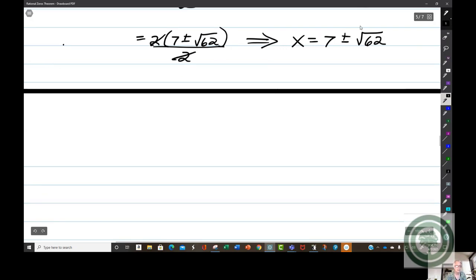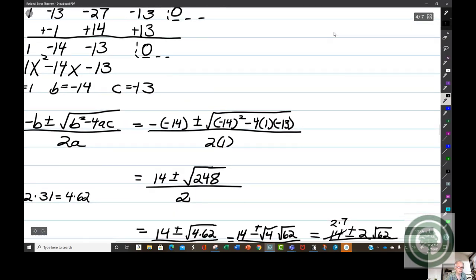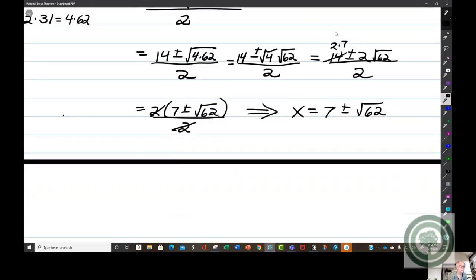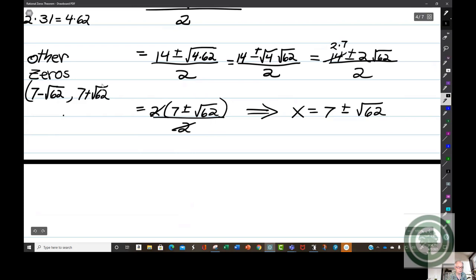Put that on the last line here, unless I have room over here. The other zeros, let's write it over here. Other zeros are 7 minus the square root of 62 and 7 plus the square root of 62. Well, I don't need that. Yeah, that would definitely be the wrong answer. Let's write it again. Because it's certainly not a point. No, I need to draw the answer box. Well, it'll have to be black.